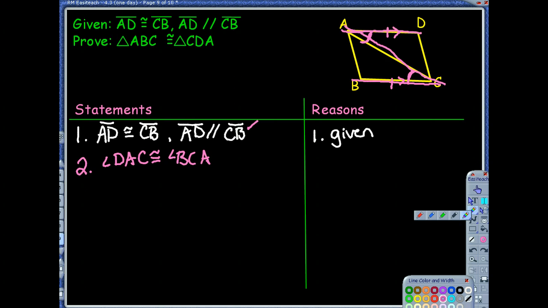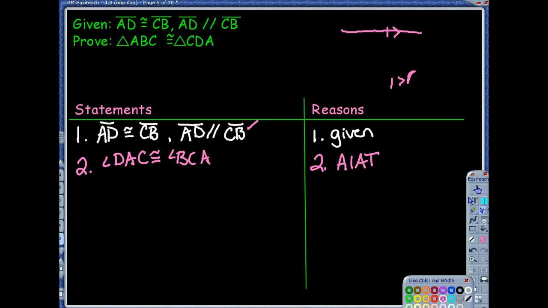All right, so my reason for step 2 is because of AIAT. Okay, and so now I have a side and an angle. Oh, delete the whole thing. Don't want to get rid of all of it. I'm going to just leave that line. It's not really messing us up. All right, so I have a side and an angle, so that means I probably need a side.